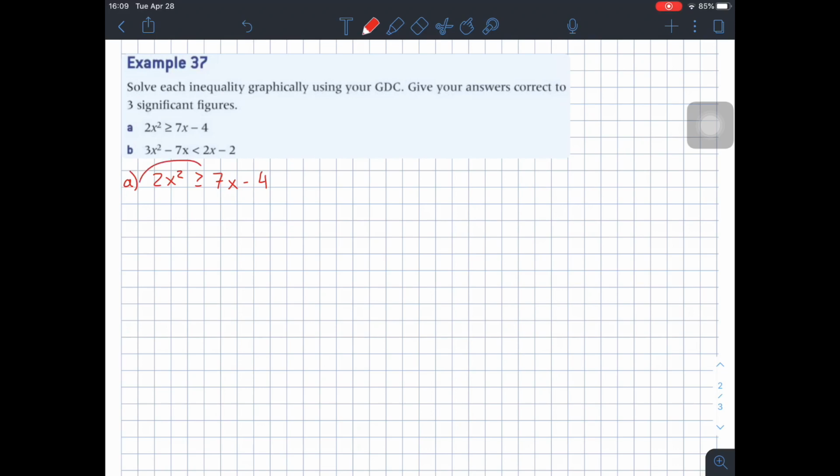So first thing I'm going to do here is organize this into a quadratic expression. So this would be 2x squared minus 7x plus 4 should be greater or equal than 0, okay? The next thing I'm going to do is sketch this function in order to see what's happening. So give me a second, I'm going to show you the calculator here.